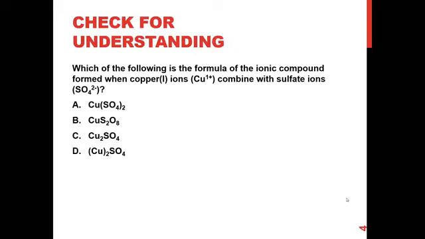Let's look at a couple of examples to be sure that you're on the right track. It's recommended that you read the following problem, pause the video, select an appropriate answer, and then resume watching the video for an explanation of the correct response. In this case, the question is, which of the following is the formula of the ionic compound formed when copper 1 ions, Cu1+, combine with sulfate ions, SO4 2-.